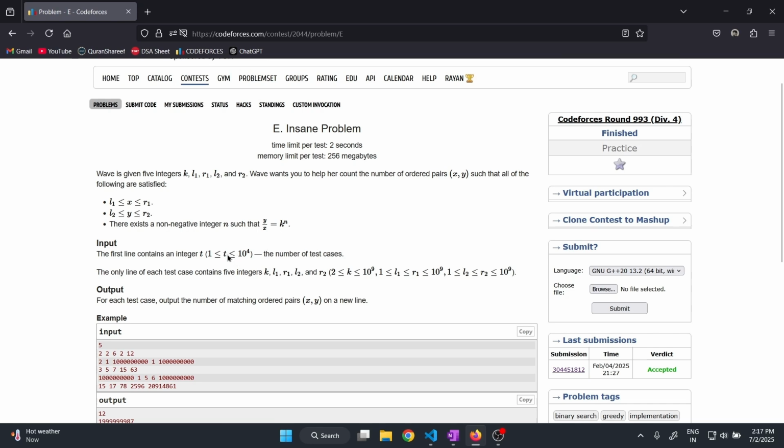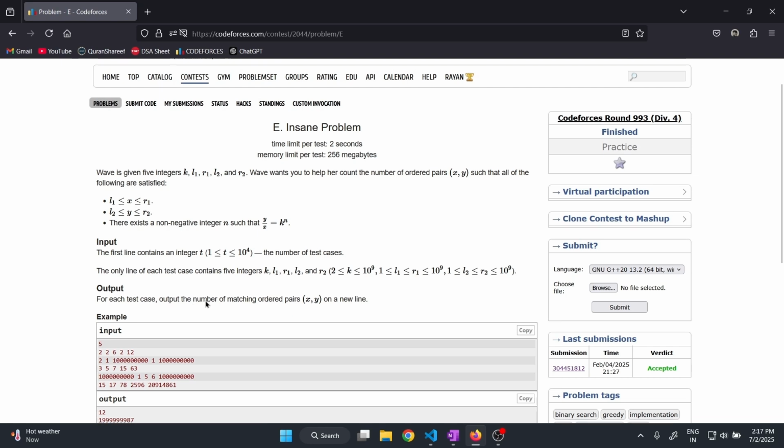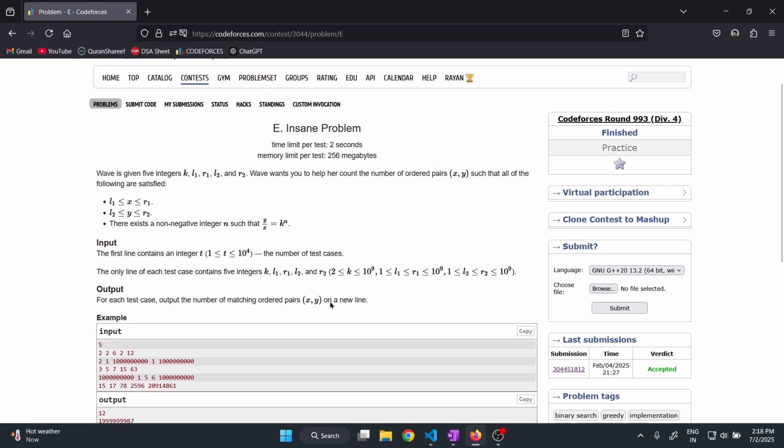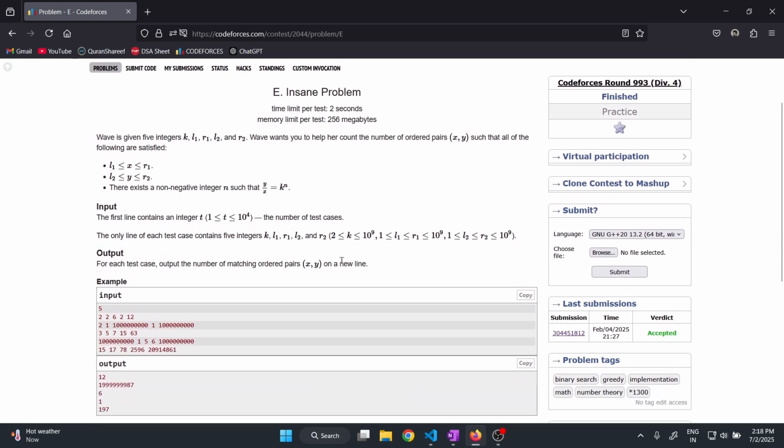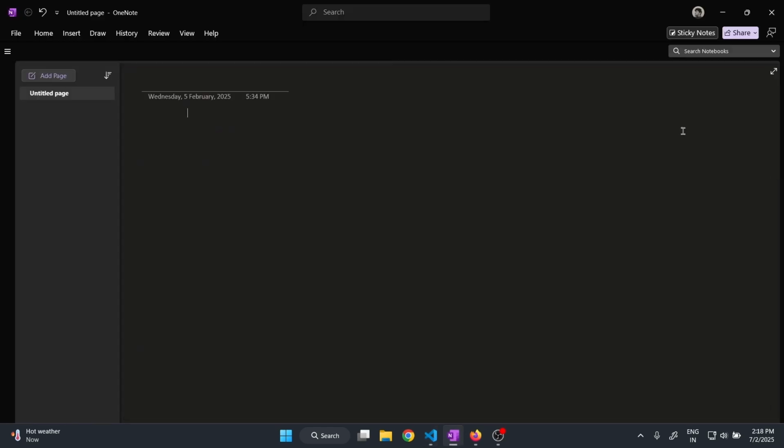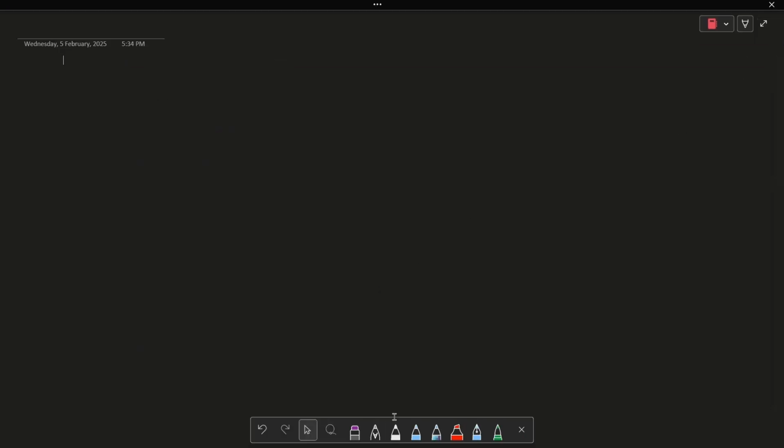So first of all we have t as test cases, then we have 5 integers k, L1 R1, L2 R2, and for each test case we have to output the number of matching ordered pairs x, y. Okay, so let me explain this problem with the help of one particular test case: 3, 5, 7, 15 and 63. So I am taking this test case.